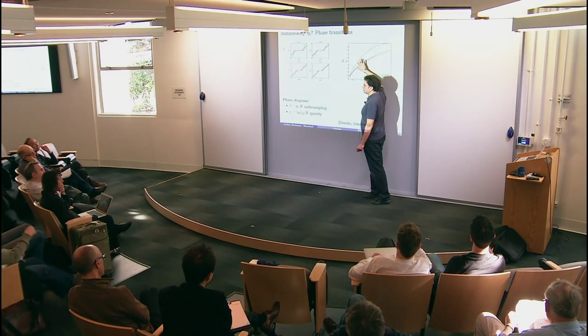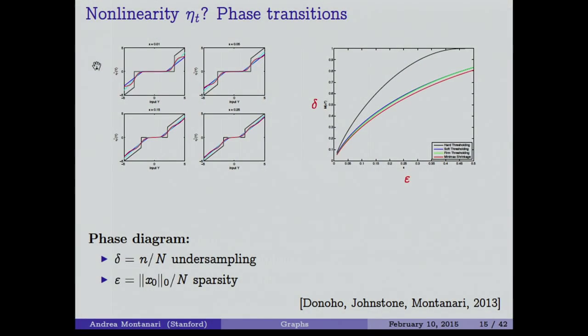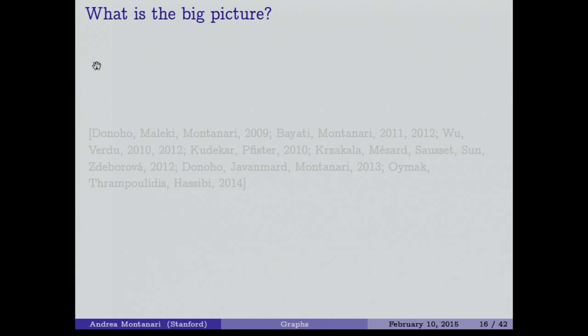Now there are connections between this and convex optimization. In particular, if you take one of these denoisers, I think the blue one, that is soft thresholding, then this is the same phase transition as L1 minimization. There is a reason for that.